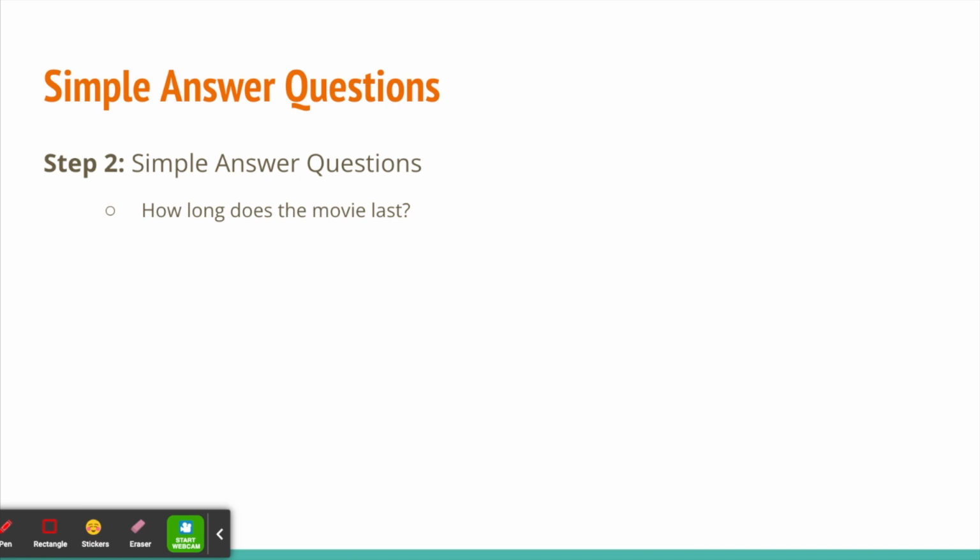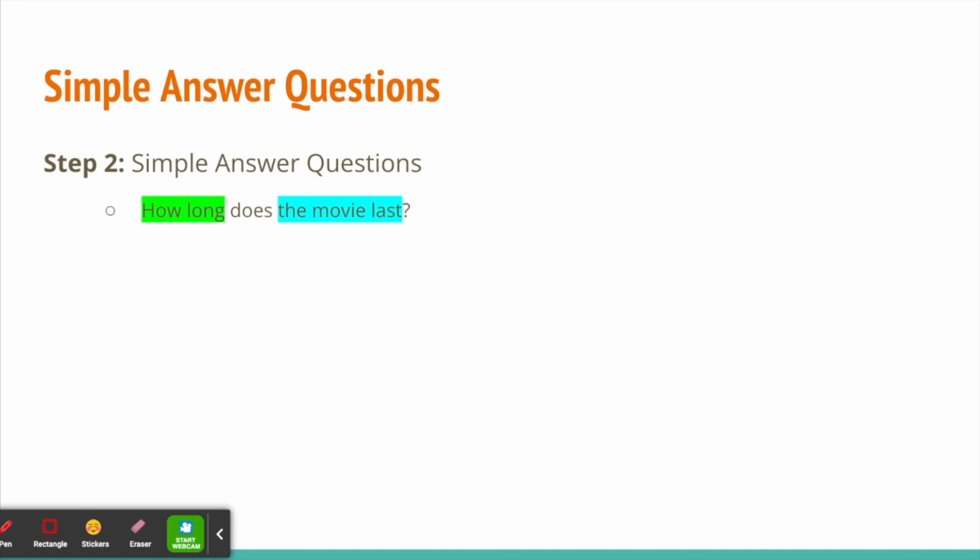Our first example is, how long does the movie last? In order to restate this question, you need to identify what the question is asking you and what the subject of the question is. The question is asking about length, so we know that we need to find the length of something. What is the subject of the question? The subject of the question is movie, so we know that we need to find the length of the movie.